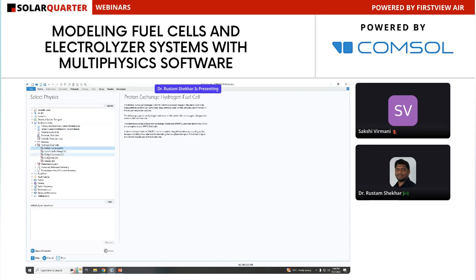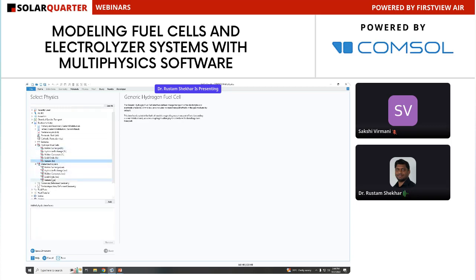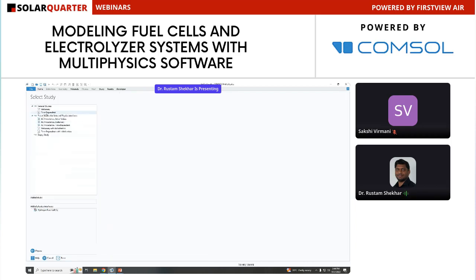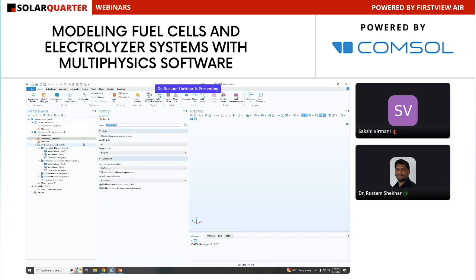I can choose the membrane which I want to work on. There's one generic interface also, which can be used for any other kind of membrane which you want to work on. Similarly, it is available for the water electrolyzer. I will just choose the proton membrane and add this, and then I can choose the study type that I want. I can have the stationary, time dependent, impedance plots, and cyclic voltammetry can also be added to this kind of study. So I can have the stationary study.